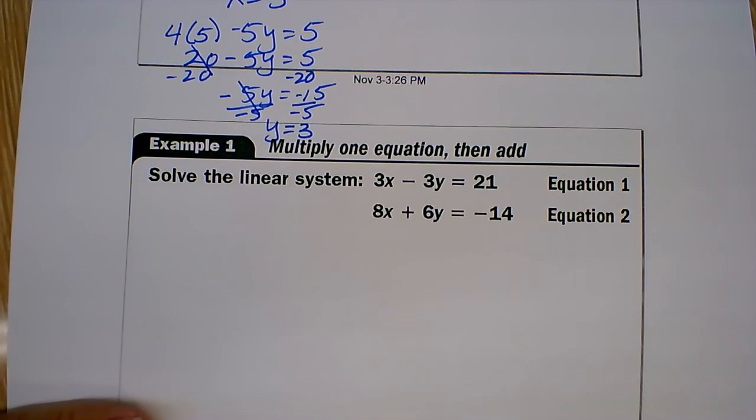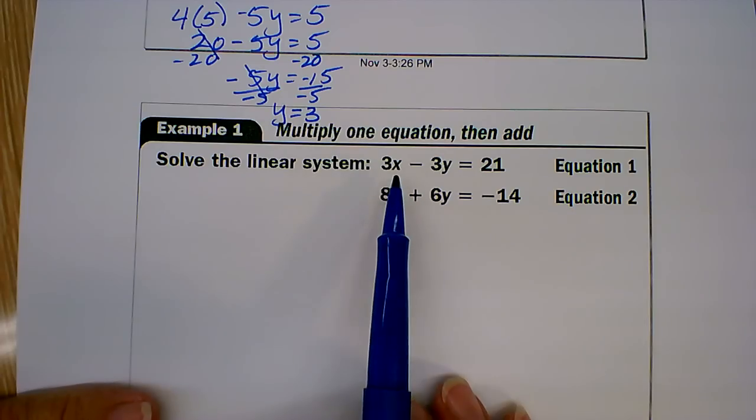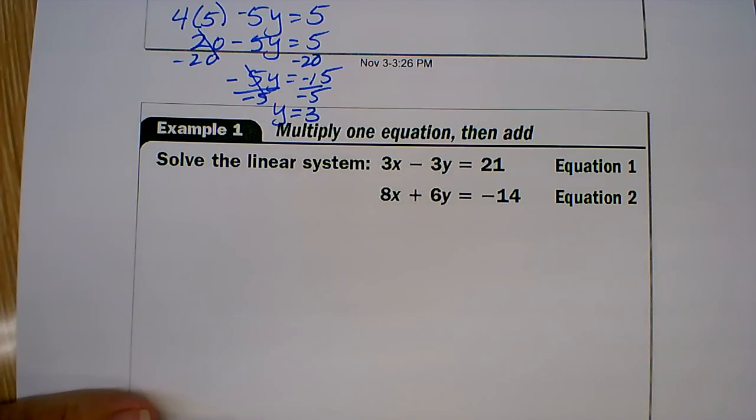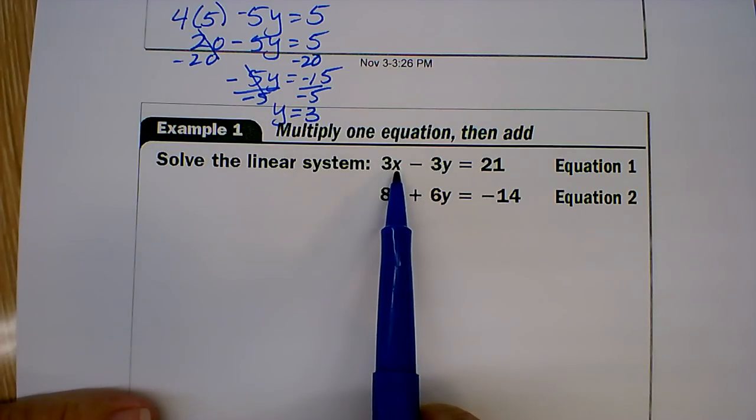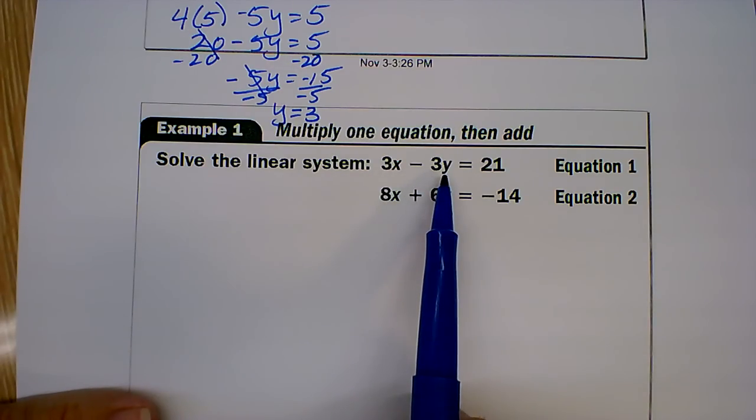Sometimes when we have a problem, we can't eliminate one of the variables right away. There's a 3 coefficient for the x, an 8 coefficient. Those don't add or subtract to 0. I have a negative 3 in front of the y here and a positive 6. Those don't add or subtract to 0.